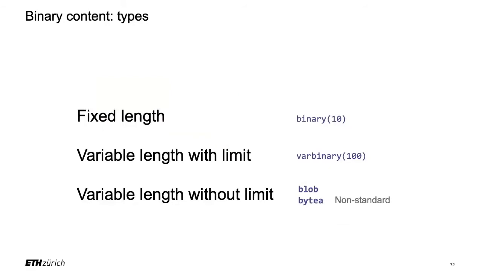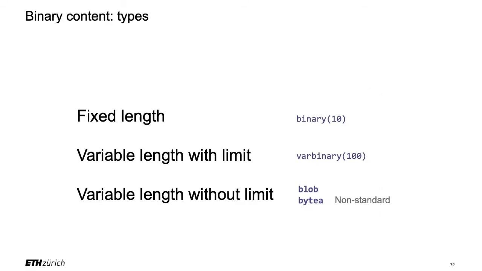All right, so binary is very close to strings, in fact, except that strings would be sequences of characters, binary would be a sequence of bits. So we have this binary 10, which is the fixed length, exactly 10 bits. Var binary is to be compared to varchar. So varchar has 100 bits tops. And then variable length without limits.